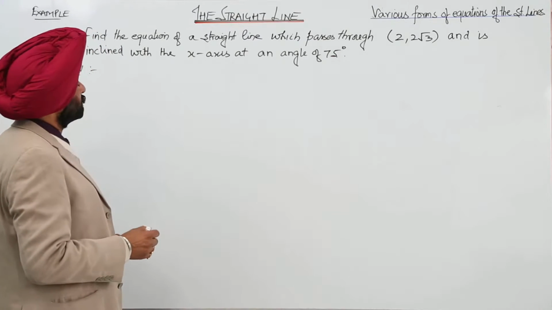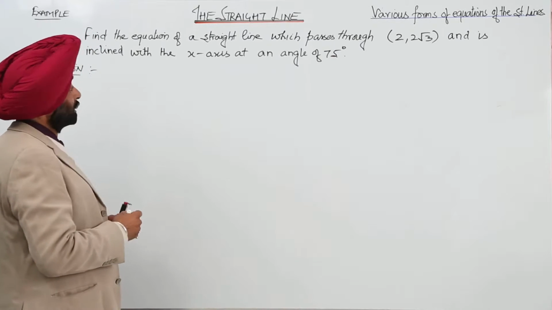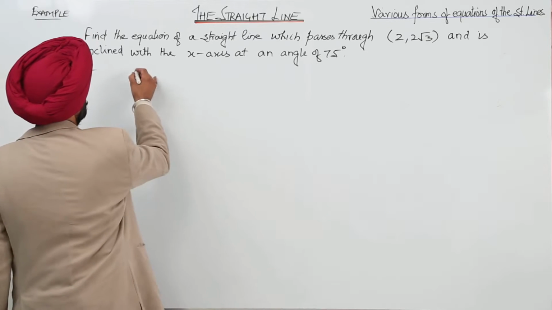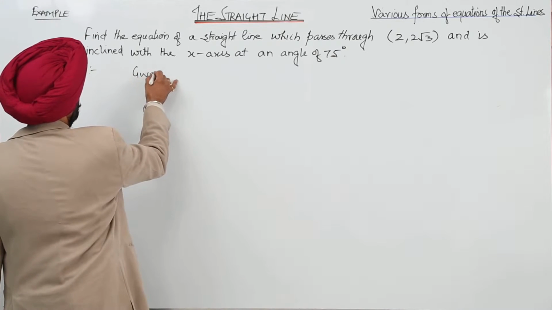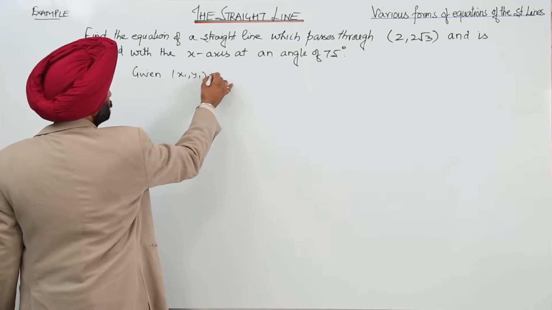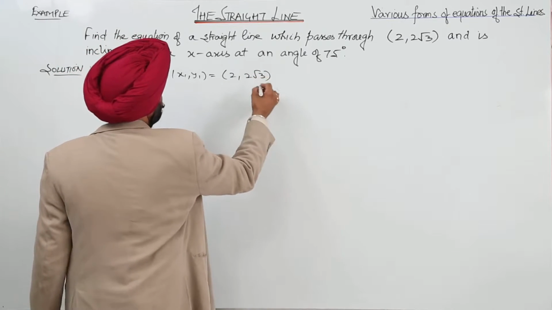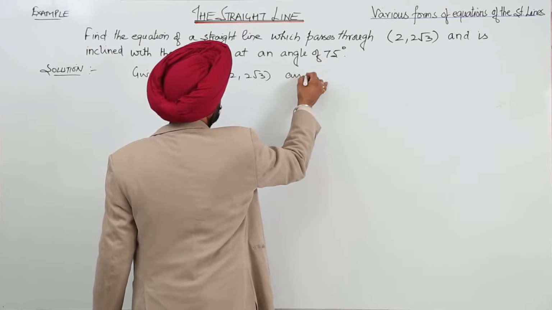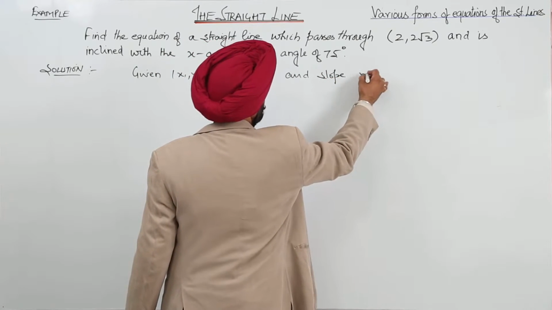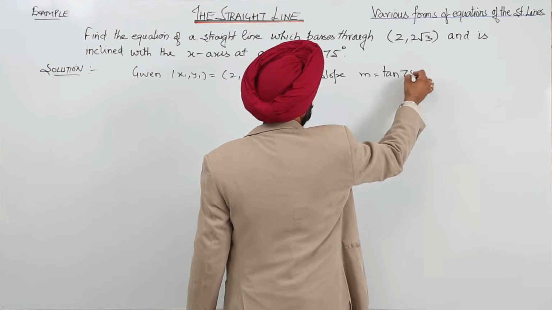Now find the equation of a straight line which passes through (2, 2√3) and is inclined with the x axis at an angle of 75 degrees. Given x1, y1 is equal to (2, 2√3) and slope m is equal to tan 75 degrees.